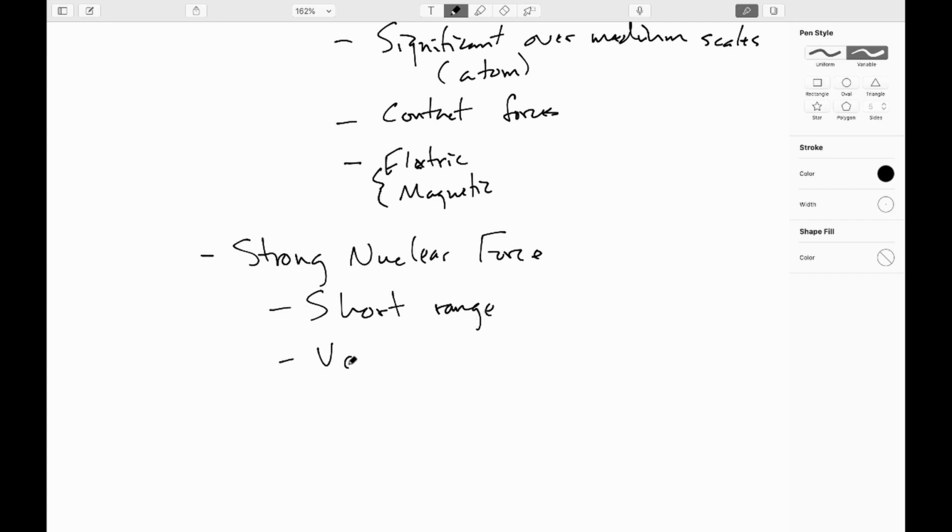It is the strongest of the forces that we know of. And it holds particles called quarks together to make things like protons and neutrons. And it also holds those protons and neutrons together to make nuclei. So it holds nuclei together.